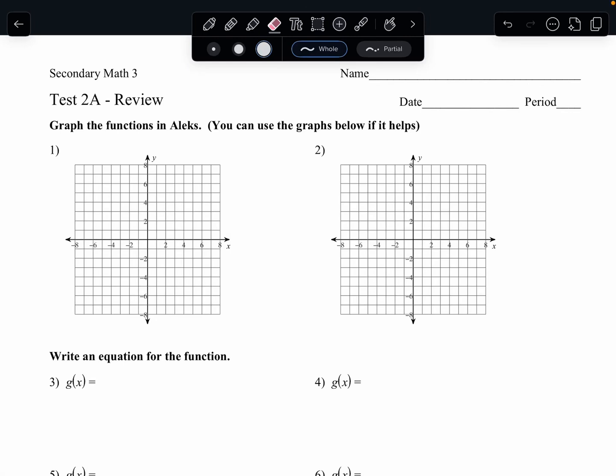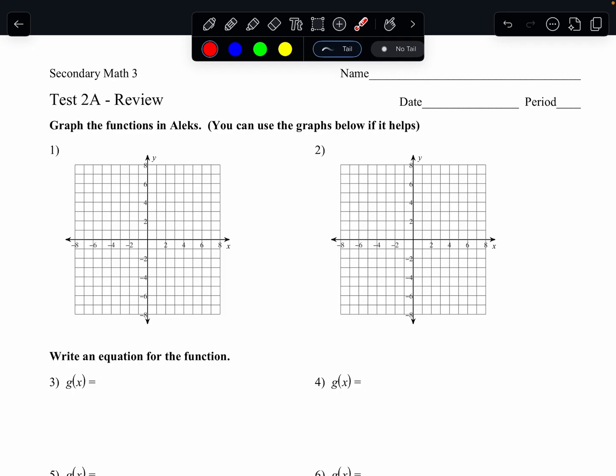Hey guys, I'm going to run through the review for chapter 2A. I want to do this because I want you guys to be aware of how it works for my class. The review and the test itself will be very similar.